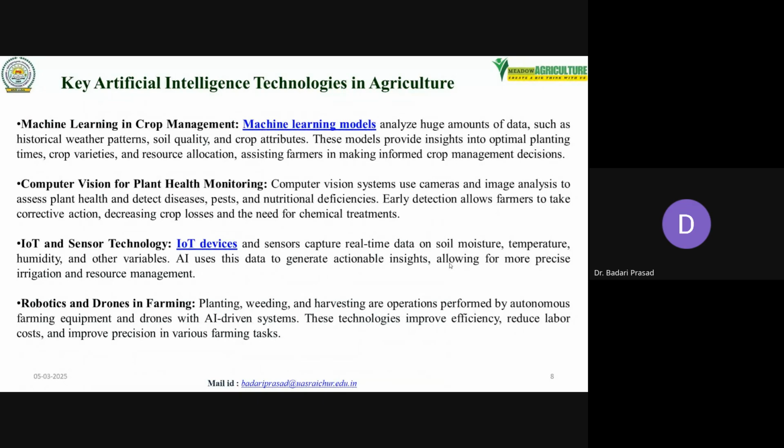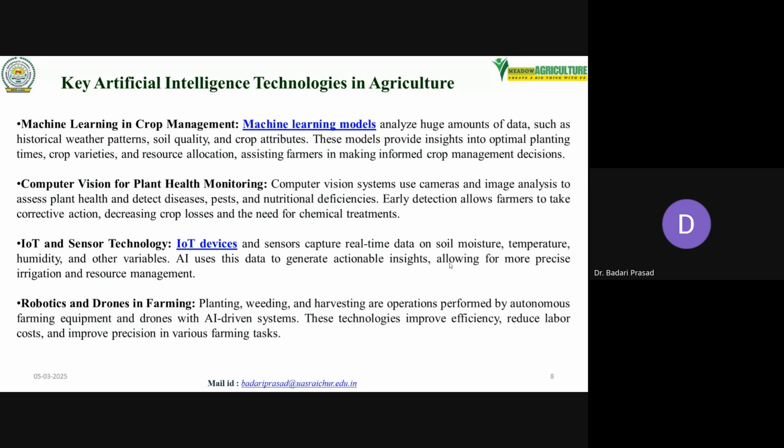Here they have predictive models which can analyze huge amounts of data such as historical weather patterns, soil quality, and crop attributes. These models provide insights into optimal planting times, crop varieties, and resource allocation, assisting farmers in making informed crop management decisions. So altogether it is the complete crop management from seed to seed, we can call it.